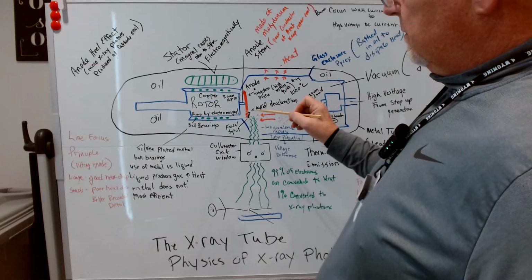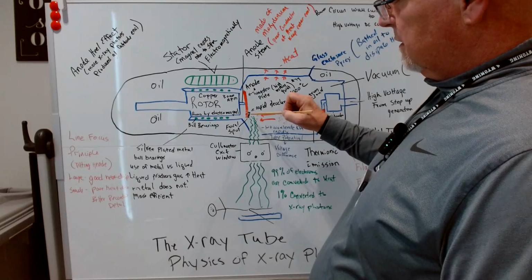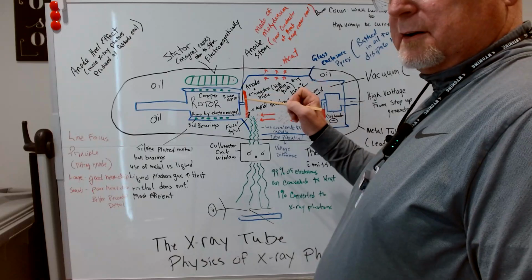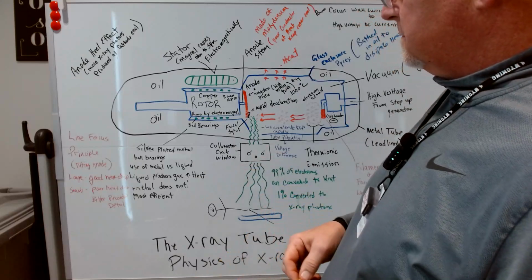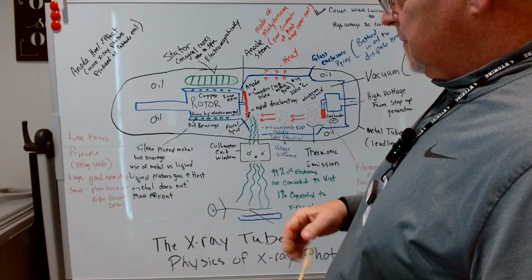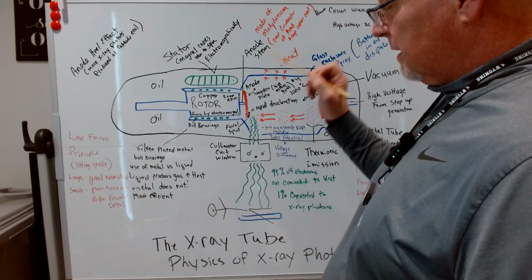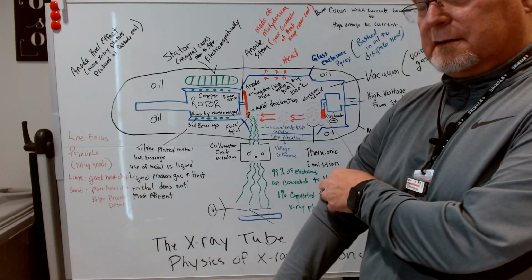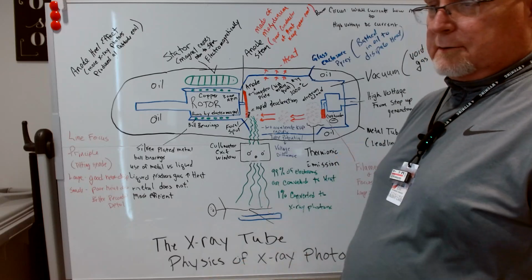The reason we do that is to allow those electrons to hit all the way around the anode versus just one spot. It really helps make it so our X-ray machine lasts a lot longer. If we were just hitting the same spot every time, we would have some major pitting and cracking of the anode, and our images would look bad.